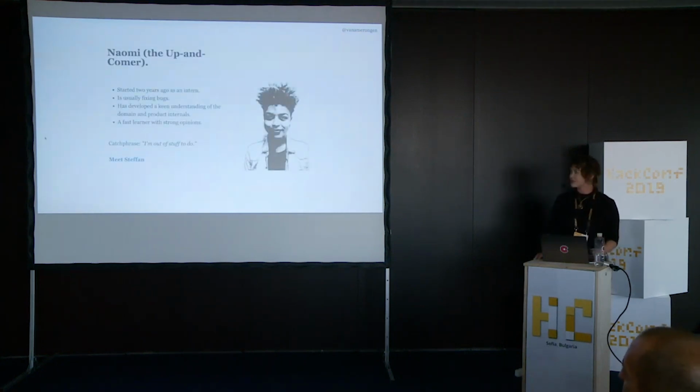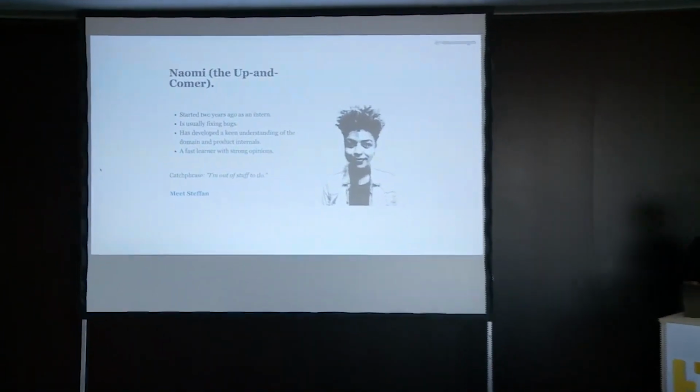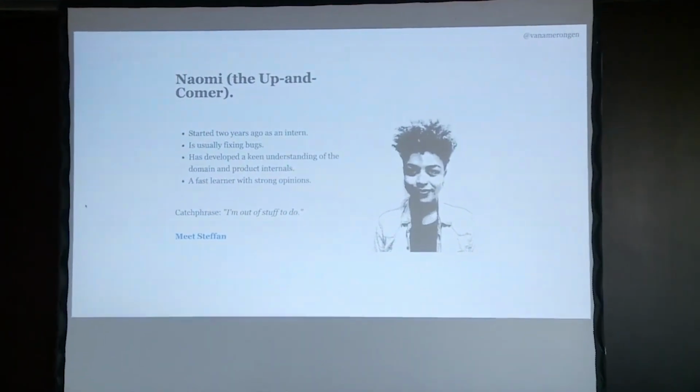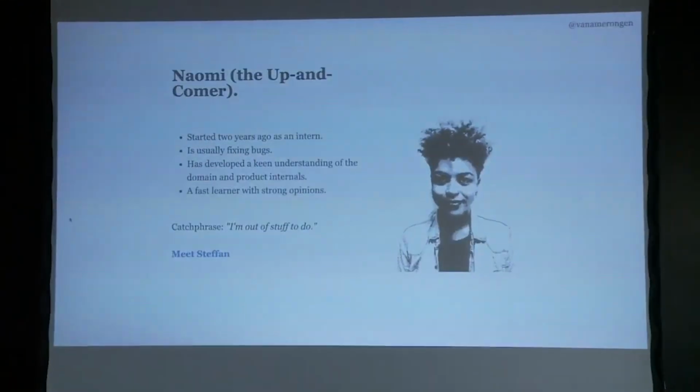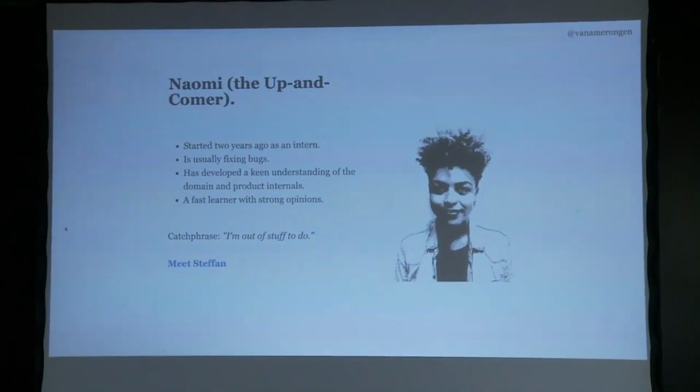And Naomi is the up-and-comer, so she's still a bit of a junior, but she started 2 years ago already as an intern, but she's still kind of junior because she's mostly just fixing bugs. She hasn't really developed since she started, but through fixing bugs, she does have a very keen understanding of the domain and of all the product internals because she's poked around in the product for about 2 years. And she's a fast learner with strong opinions that don't always come out. And her catchphrase is, "I'm out of stuff to do."